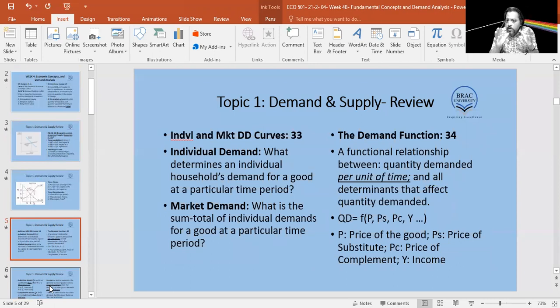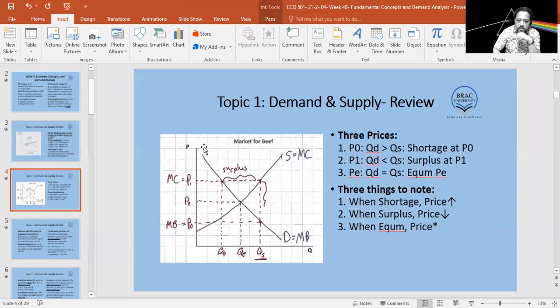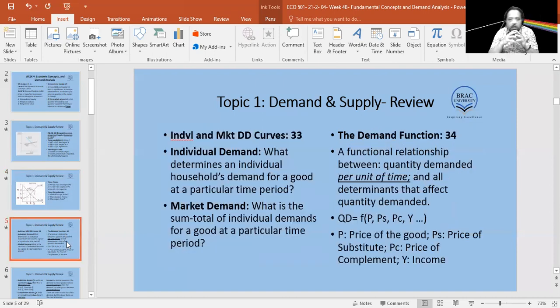Now, so far we have said that we're talking about market demand curves and market supply curves. This is the demand of all the households in the market. This is the supply of all firms in the market. Now, where does the market supply come from? The market supply comes from the sum total of all individual supplies. Where does the market demand curve come from? The demand curve comes from the sum total of all individual households' demand.